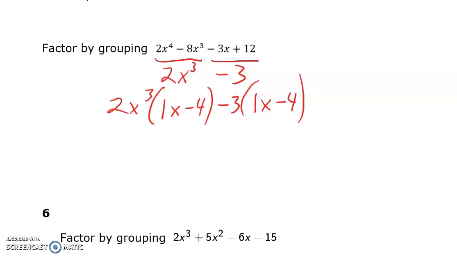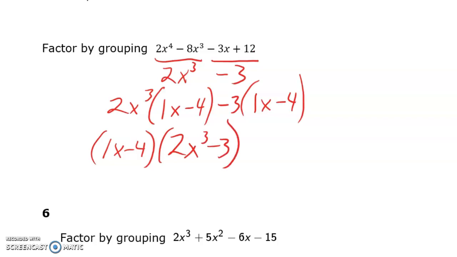So then we factor out the one that they have in common, the 1x minus 4, and we're left with 2x cubed minus 3. And of course, it could be in any order, and also that 1 doesn't need to be written.